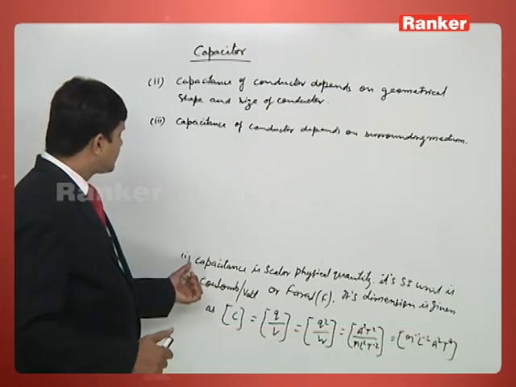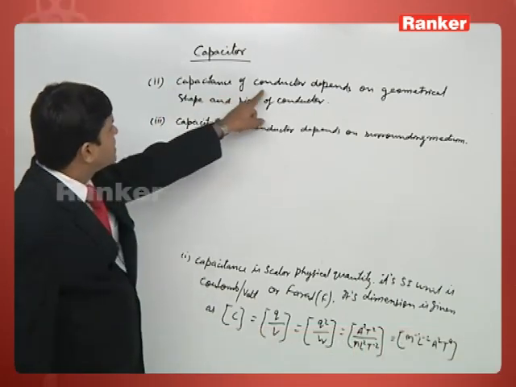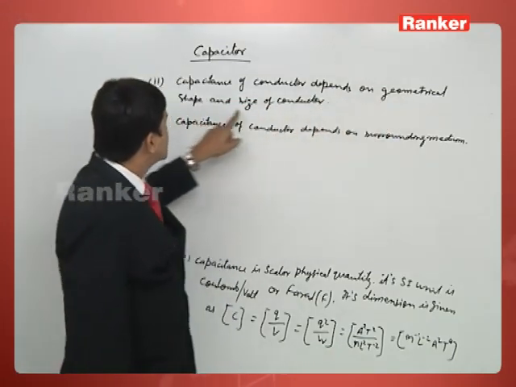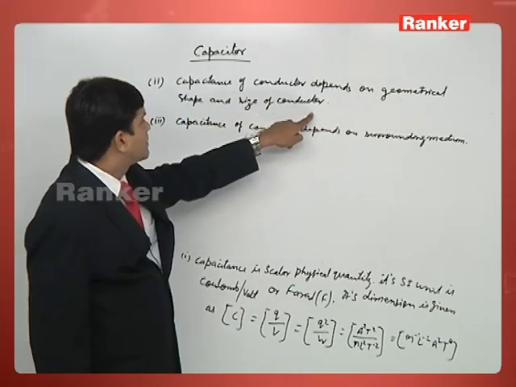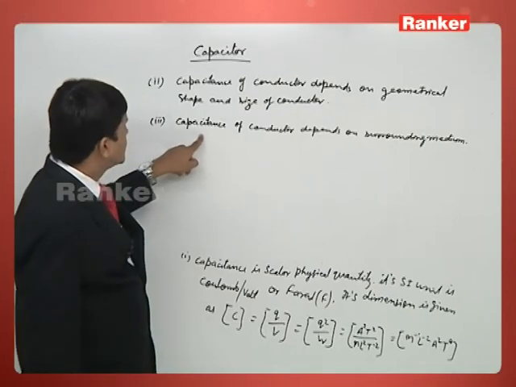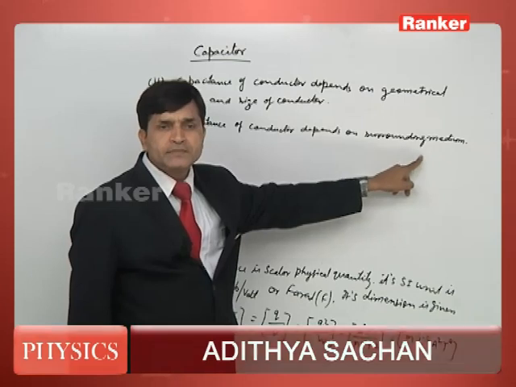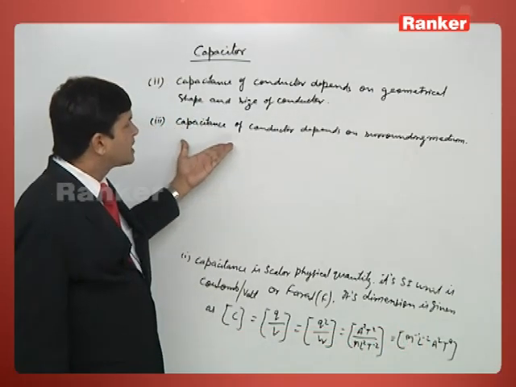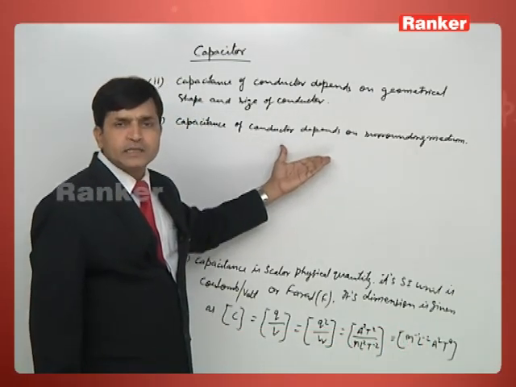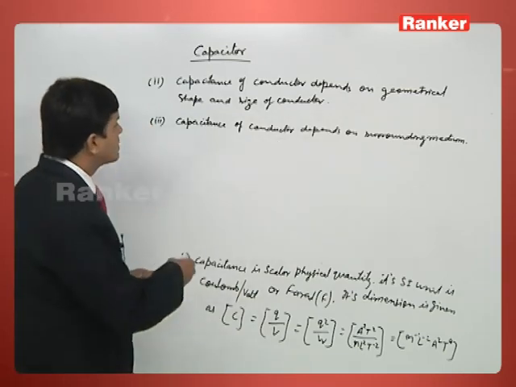The first of them: the capacitance of a conductor depends on the geometrical shape and size of the conductor. Second point: the capacitance of a conductor also depends on the surrounding medium. So when the medium is an insulator or non-conductor, its capacitance increases.